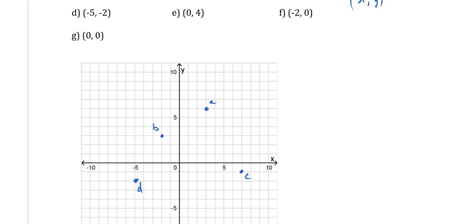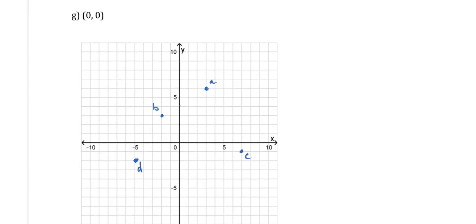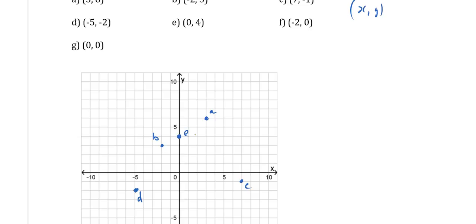So E is 0, 4. What does that tell me? It tells me I'm not going sideways. And I go up 4. So I'm on this line. And F is -2, 0. I'm going left 2 and I'm not going up or down. There's a 0 for the Y coordinate. That's the up, down. So I'm not going up or down. And 0, 0 is G. Done.